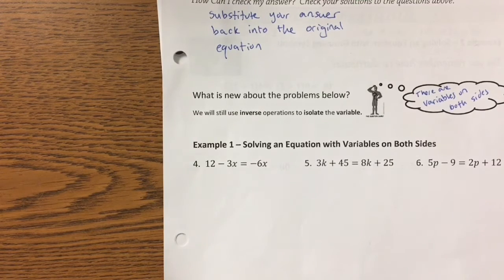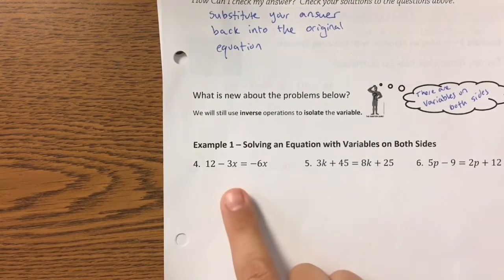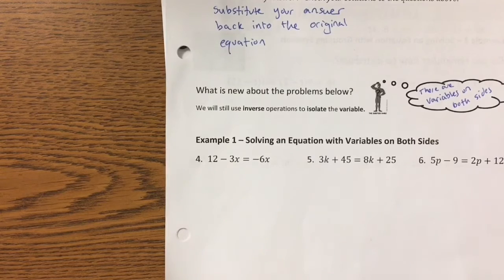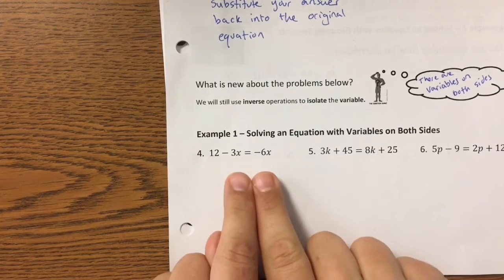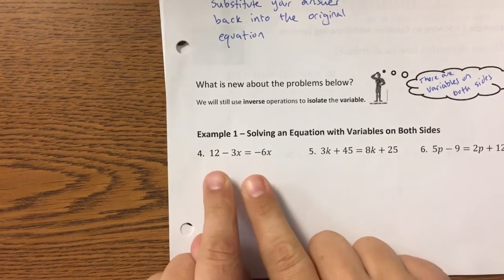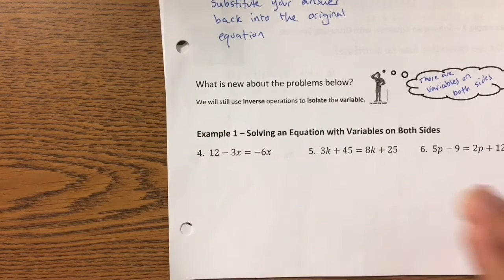Wouldn't you just add 3 then to 6? Yes, exactly. So for this first one, just like you said, we want to move over the 3x. Notice how both the left side and the right side are already simplified, so we don't have to do anything like that. So we're going to go ahead and add 3x to both sides.